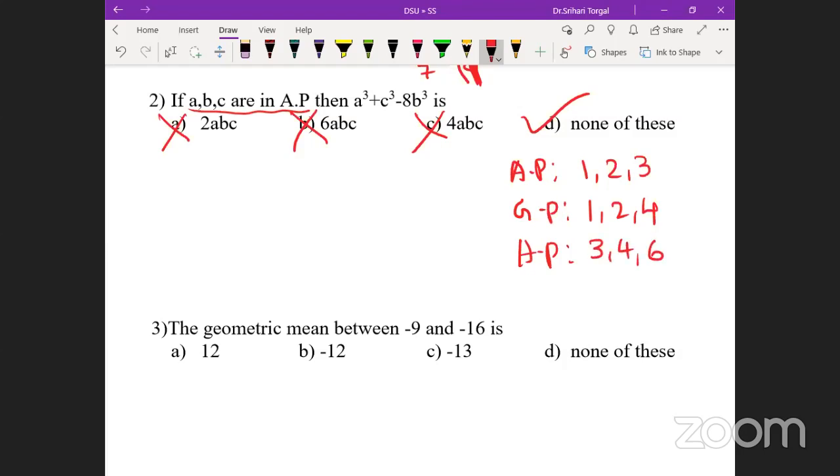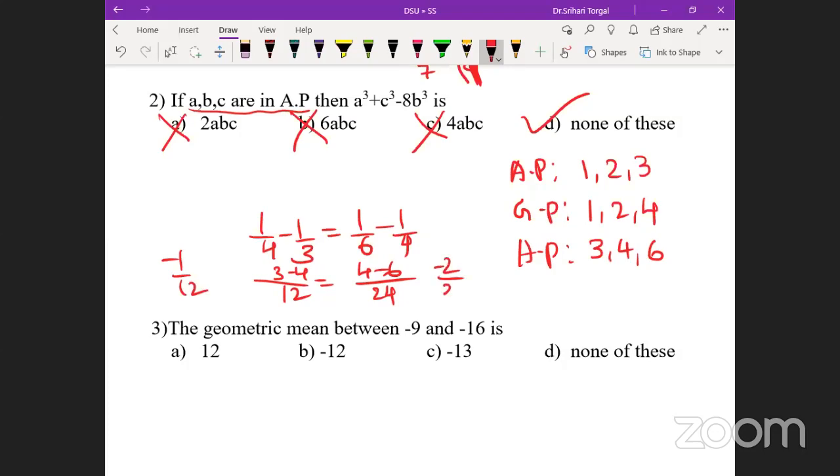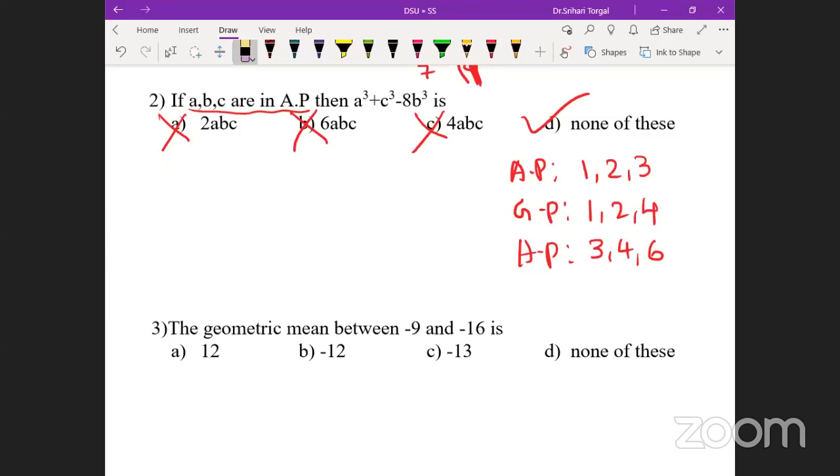Three, 4, 6. Remember this. I think you will not find this kind of numbers anywhere. See here, if I take 1 by 4 minus 1 by 3, I have to take the reciprocal. 1 by 6 minus 1 by 4. 4 minus 6 over 24, this is minus 1 by 12. This is minus 2 by 24. Same thing, right? Minus 1 by 12 only. Remember these results. That will help you a lot in solving the problem.